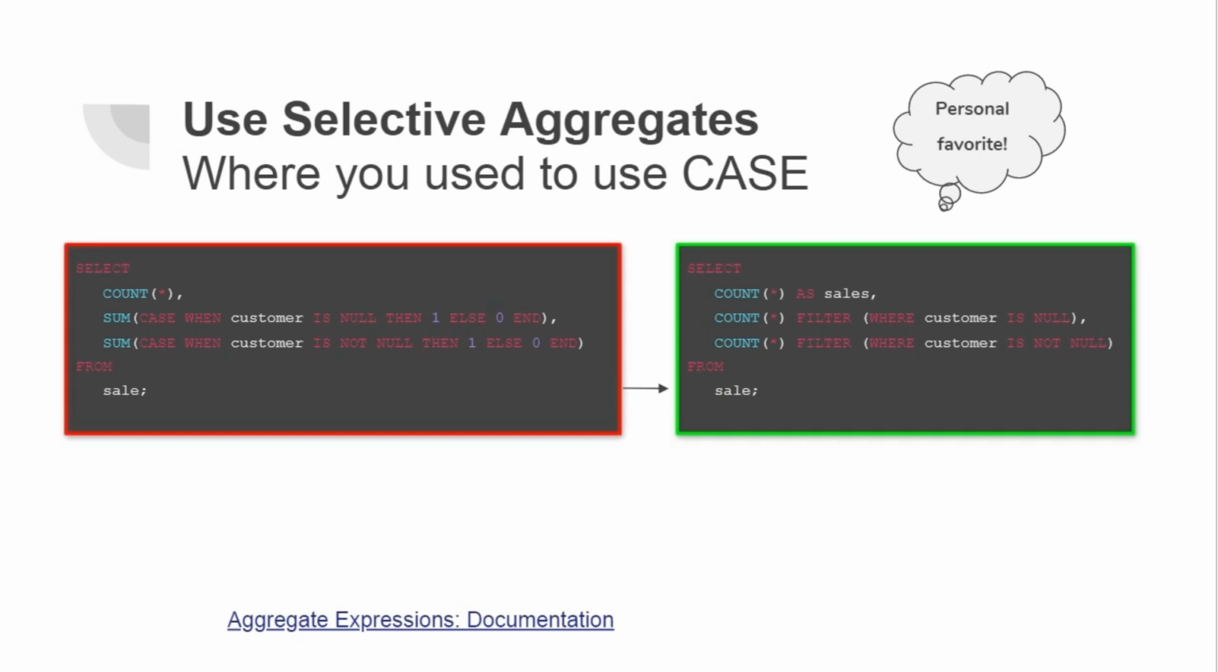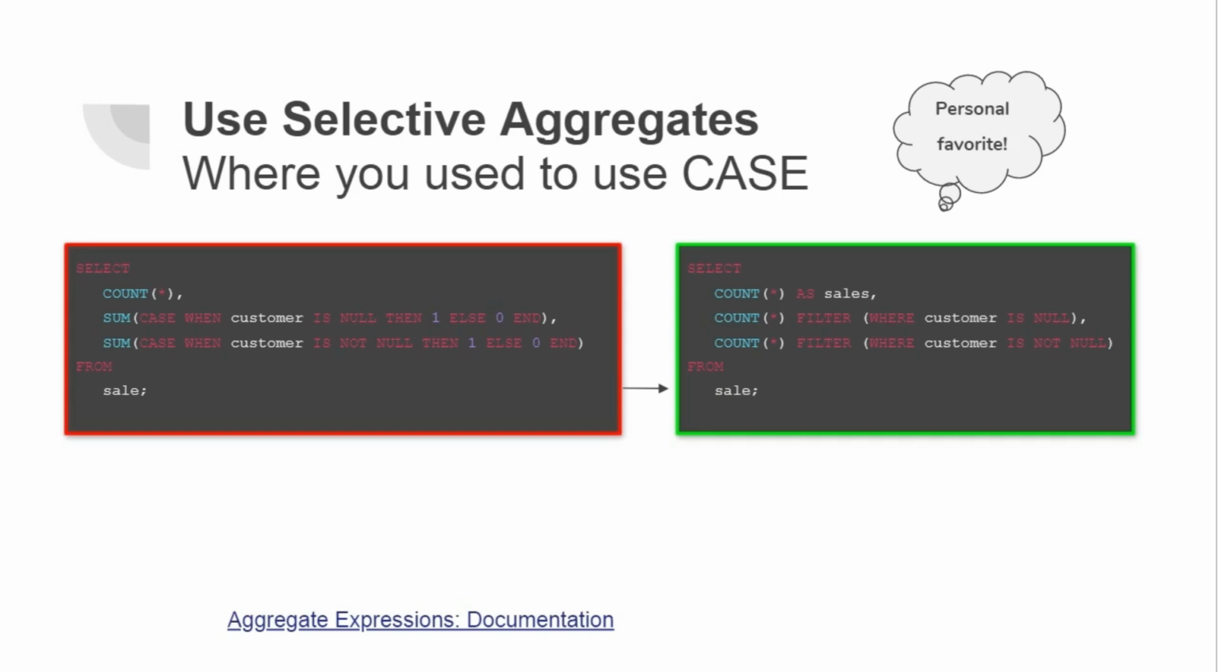On the right, you can see the selective aggregate syntax. In this special syntax, you write count, which counts the rows, and then you apply a filter and a condition. So filter, open parenthesis, where customer is not null. This is almost the same.